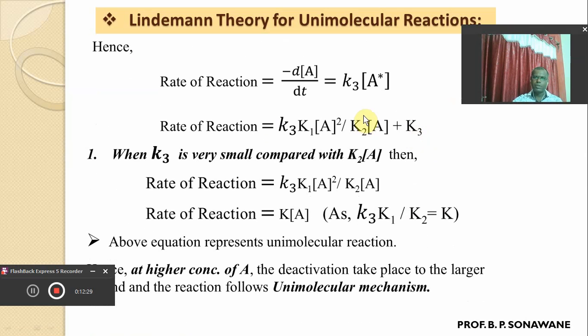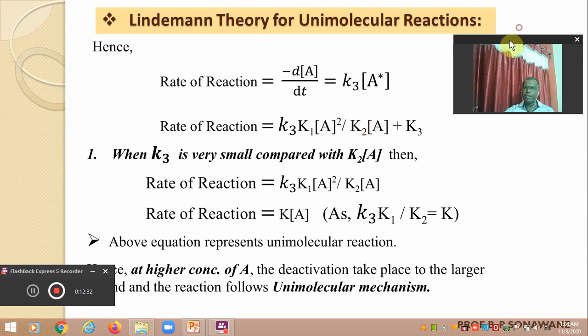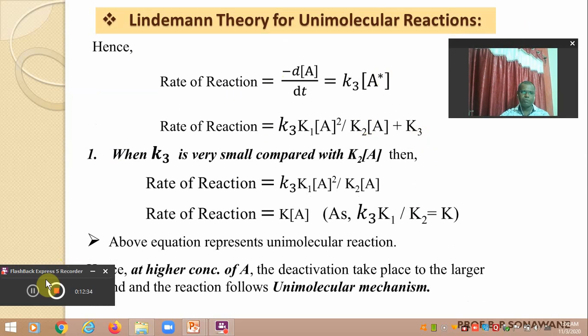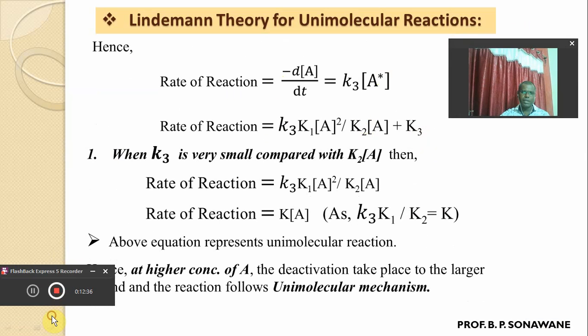So here, we have the equation for the rate of reaction: minus dA by dt is equal to K3 into A star. This negative sign indicates that the concentration of the reactant decreases, that's why we have the negative sign. And if we put in the value of A star that we calculated in the previous slide, definitely we will get the equation for the rate of reaction.